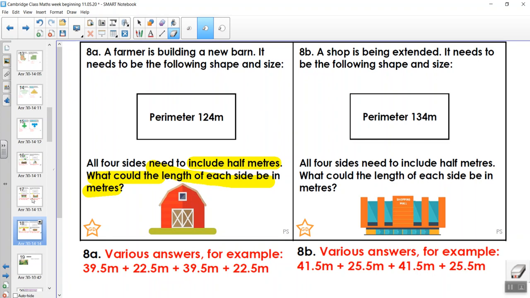I'm hoping that we got the hang of finding the perimeter of regular polygons where the sides are the same length. Tomorrow we're going to have a look at rectilinear compound shapes.